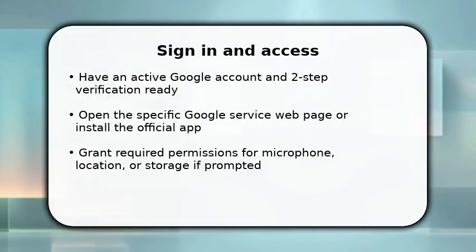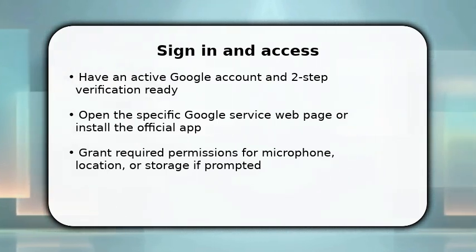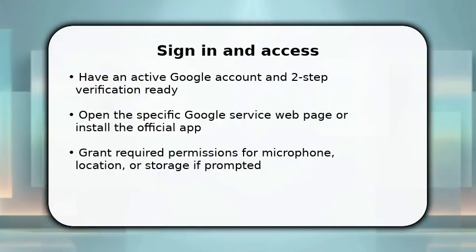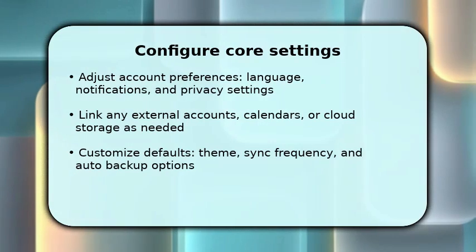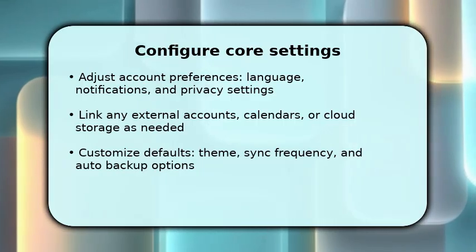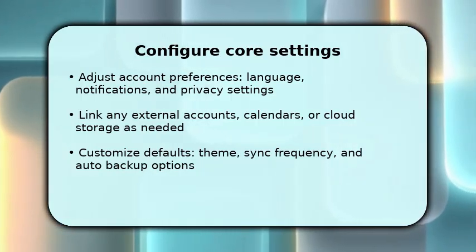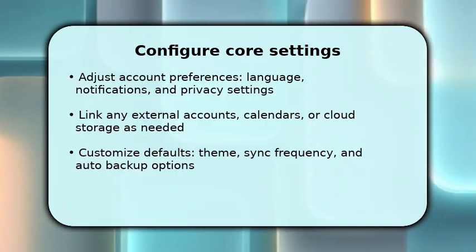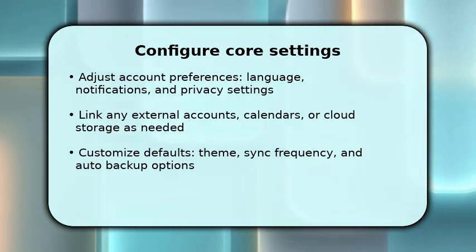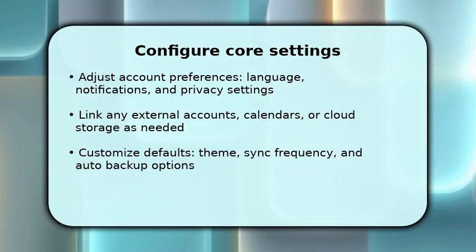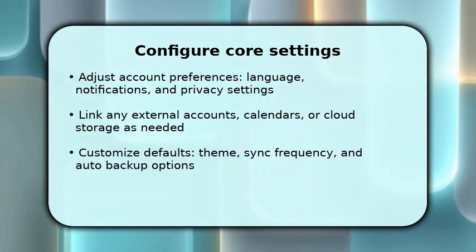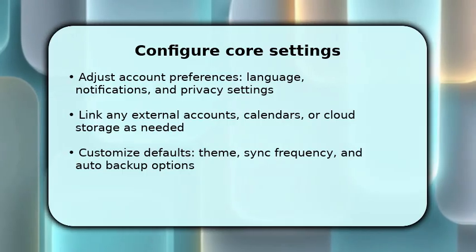Tap or click the primary action button to begin the configured setup flow. Once done with initial access, dive into configuration. Open settings and set your language, notification preferences, and privacy options so outcomes match your needs. Then link external accounts or calendars if the service integrates with other Google or third-party tools. This ensures data flows correctly.